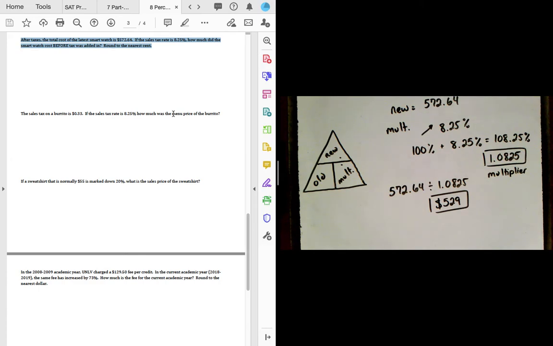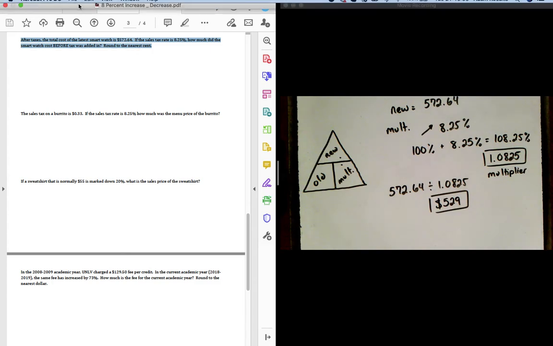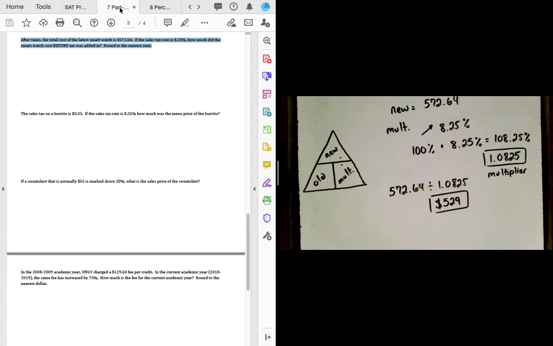So the difference between this and what we were talking about with part percent whole is that with these problems, I can't just take the 8.25% and subtract it from the original value, because the 8.25% was applied to this number right here, and that I didn't know going into the problem. That's why we have to find that multiplier and identify which is the new and the old value and attack it like this.